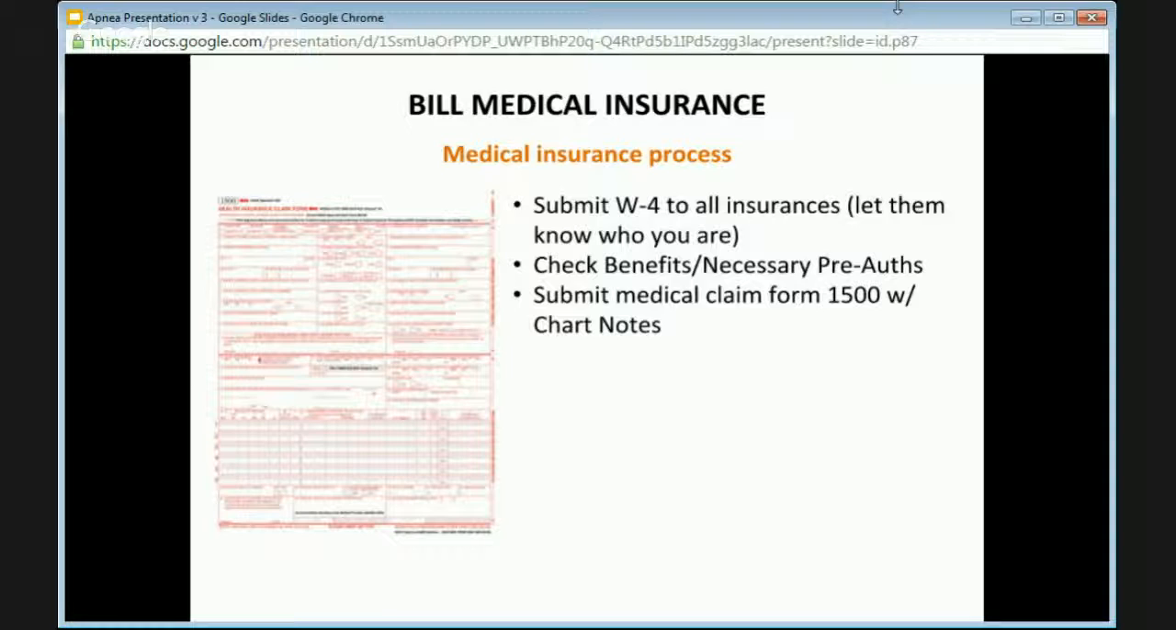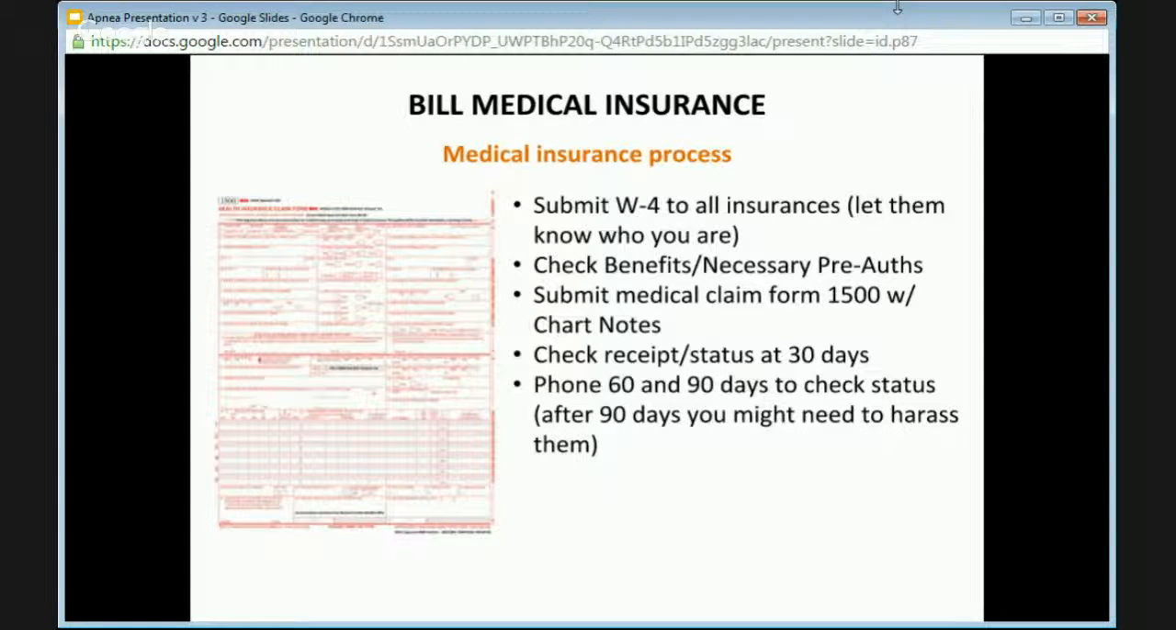Okay. So let's talk about submitting your medical insurance. You always want chart notes ready, and I usually like to have them submitted with it so that it's easier to get through. Always document and chart note. Then at the 30-day mark, you're going to check receipt, and at the 60 and 90-day mark, you're going to check the status. Make sure they've got it in 30 days because that's how long technically they have to do it. After 90 days, you're going to need to call sometimes and just harass them. It's a process, you guys.